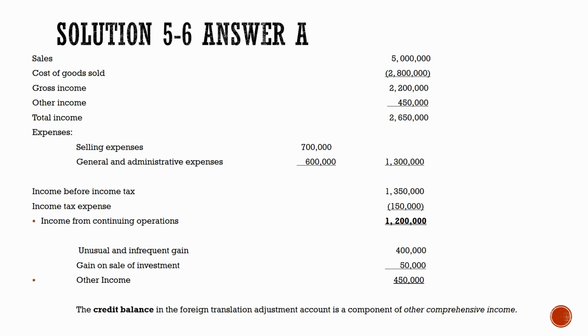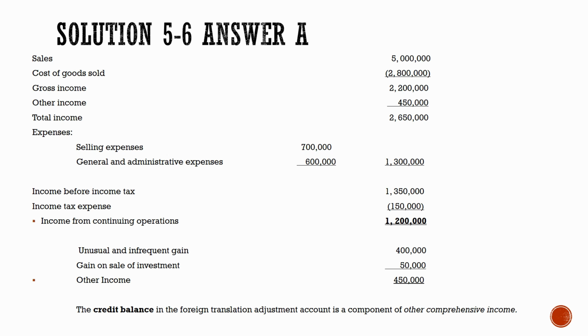So, ba't hindi kasama yung proceeds from sale of land at cost na 800,000? Since income from continuing operations, which means operating income ang ating hinahanap, ibig sabihin income from its normal operation. So we do not include any gain or losses from irregular business activities such as sales of business assets. Katulad ng nasa given na proceeds from sale of land. So meron lang tayong other income na 450,000 na i-add natin sa gross income na 2,200,000. Therefore, magkakaroon tayo ng total income na 2,650,000.